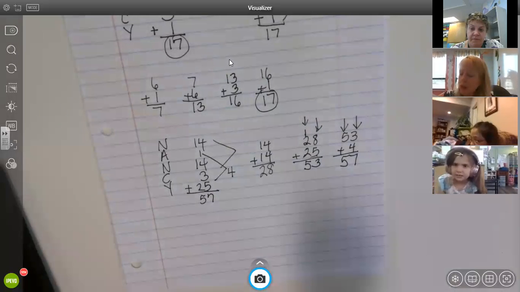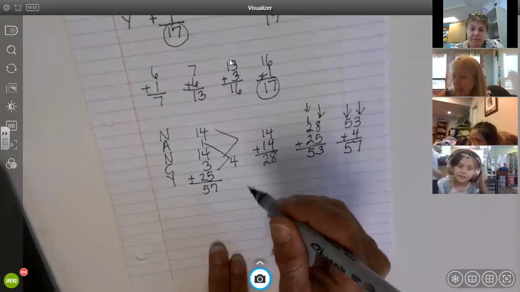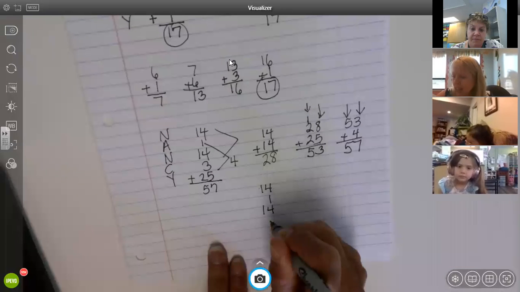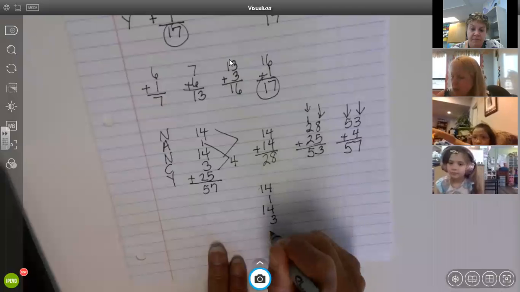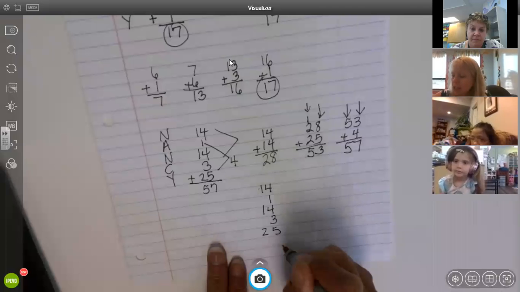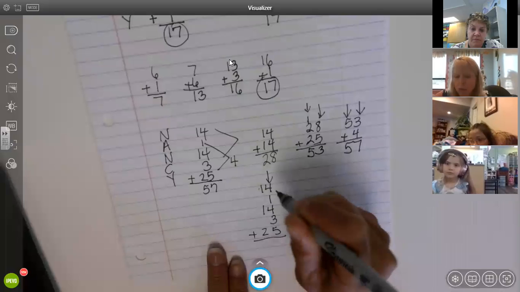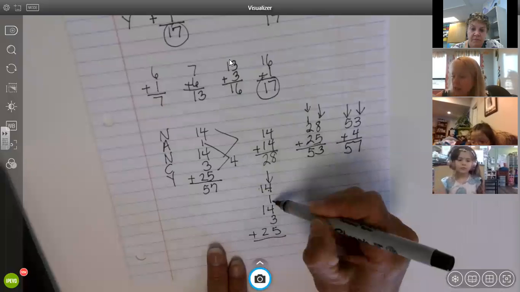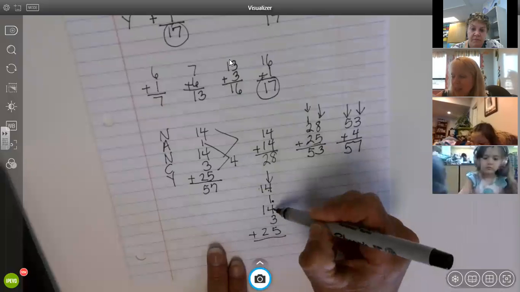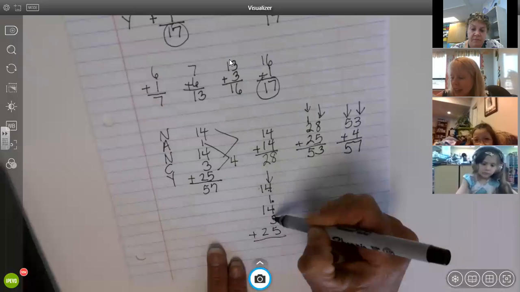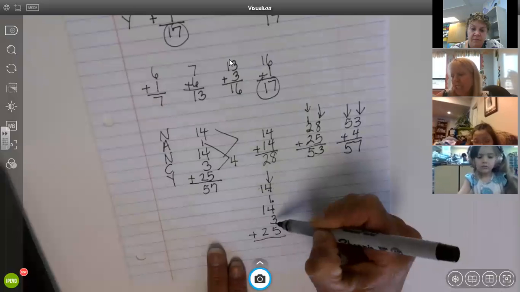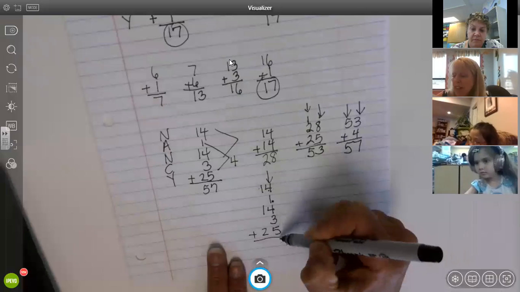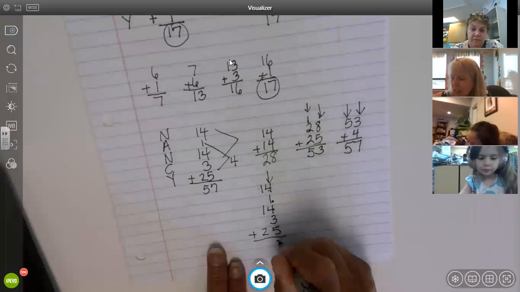Now, some of you might have thought, why did you break it up? Why don't you just line it up and add your ones and then your tens? I could have done it that way. So maybe you just want to start in the ones place. 4 plus 1 is 5, plus 4 makes 9, plus 3, 10, 11, 12, plus 5, 12 plus 5, 17. Put the 7, carry the 1.